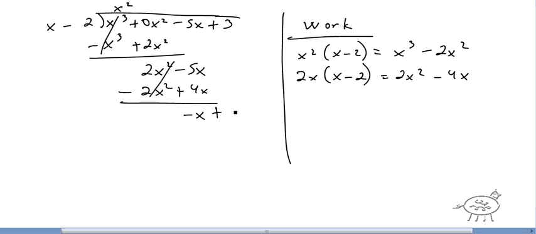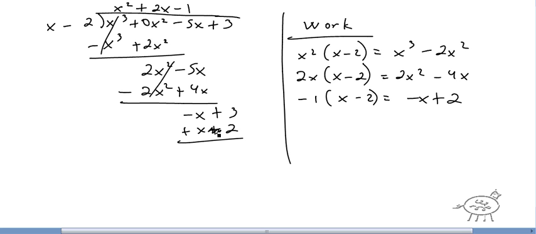Bring the next term down, plus 3. What times x is negative x? Negative 1. So I keep forgetting to write this here. Plus 2x and then minus 1. So negative 1 times x minus 2 gives me negative x plus 2. So negative x plus 2. Change the signs. And that cancels, and you have a remainder of 1. So remember, it's plus 1 over x minus 2. And that's your answer. X squared plus 2x minus 1 plus 1 over x minus 2.